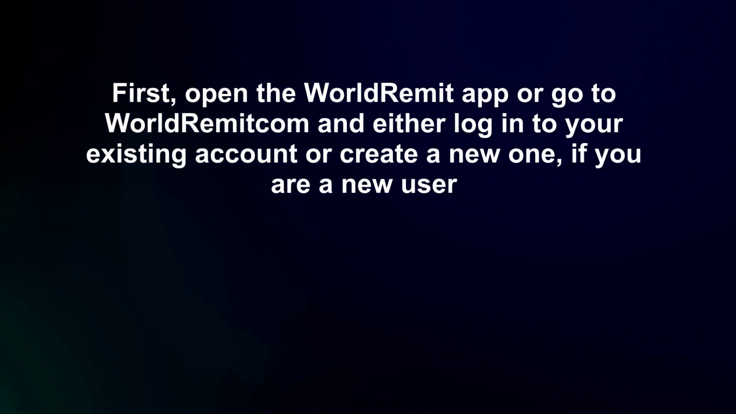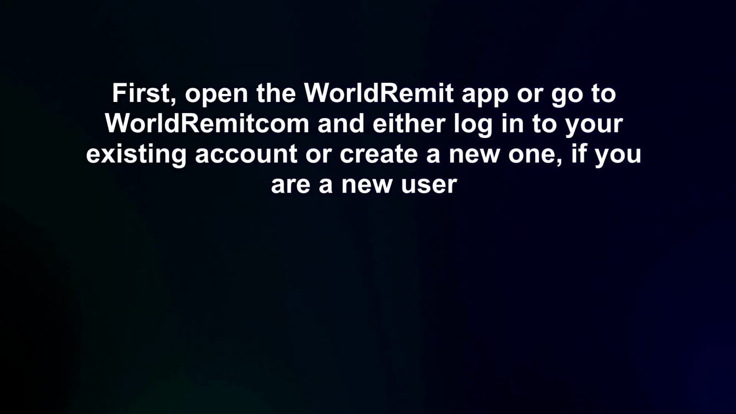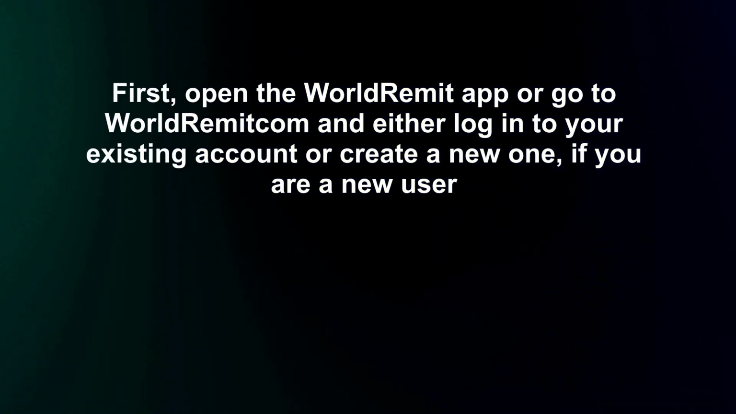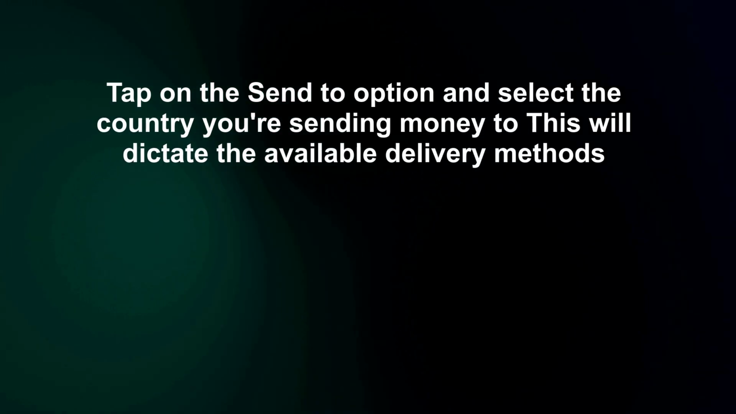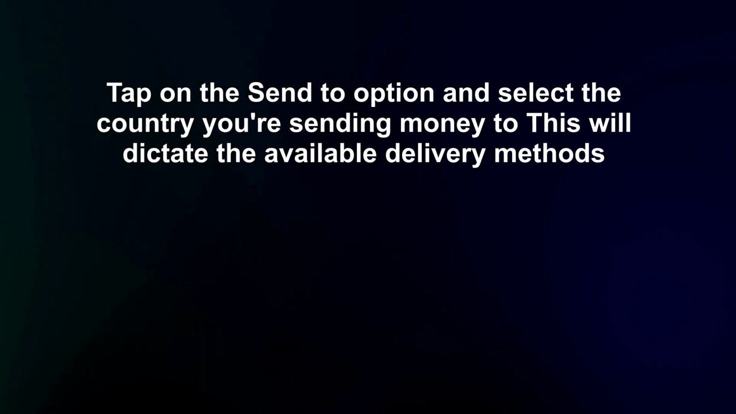First, open the Worldremit app or go to worldremit.com and either log into your existing account or create a new one. If you are a new user, tap on the Send to option and select the country you're sending money to. This will dictate the available delivery methods.